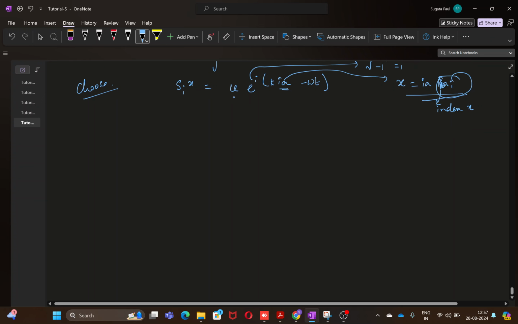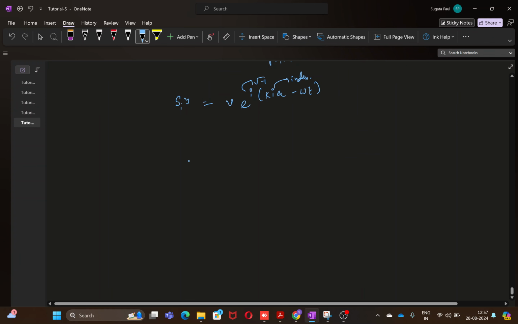And u is just the amplitude part for the wave. Similarly S_iy is chosen as v, the amplitude part, and then e to the power of i(kia minus omega t). Again the front i is root of minus 1 and the second i is just the index, so don't mix them up or get confused. Now using these solutions, you put them in equations 1 and 2. First use 1, so dS_ix/dt, you put it here.